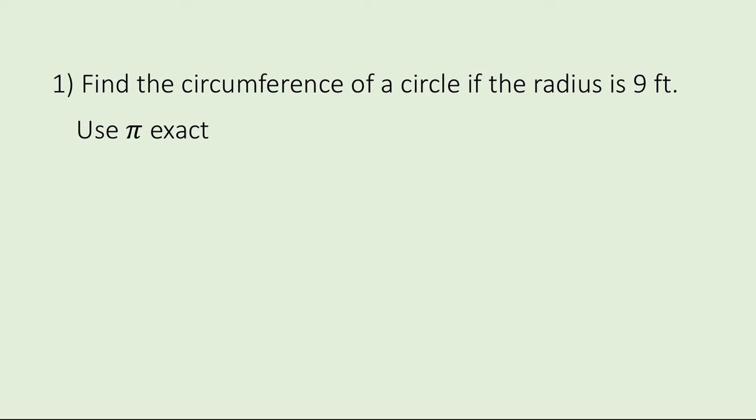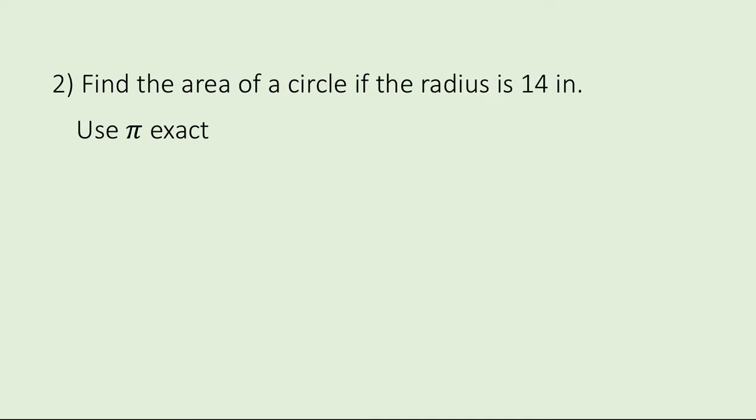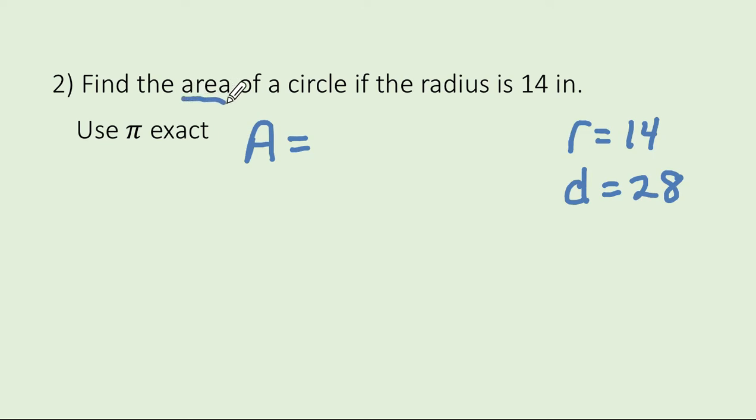Problem number 2. Find the area of a circle if the radius is 14 feet. So we'll come over here, we'll start with the radius. Radius is 14, diameter is 28. I just like to do this to make sure that I am using the correct values. Correct formulas help. Use your area formula, pi r squared.